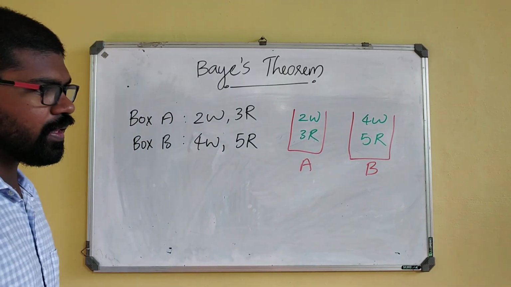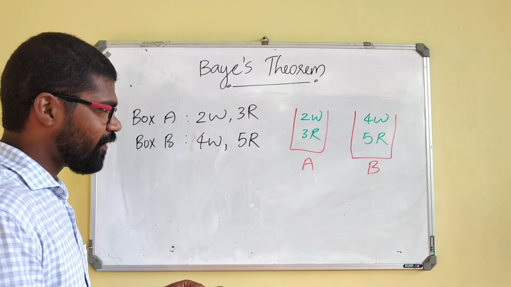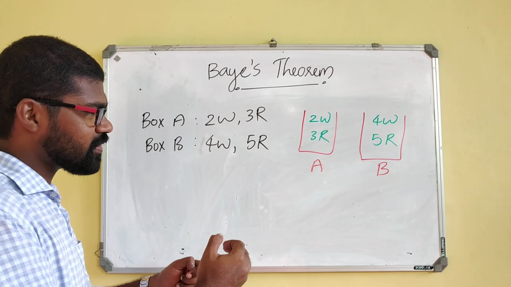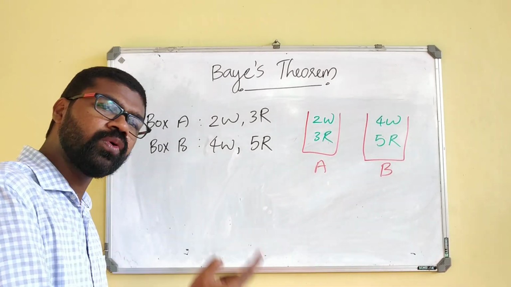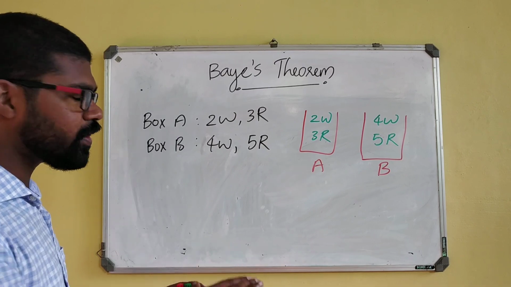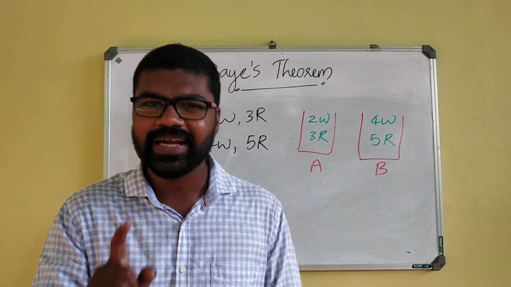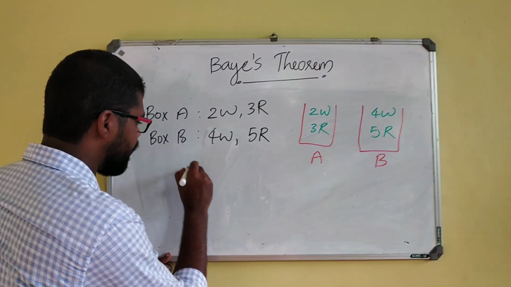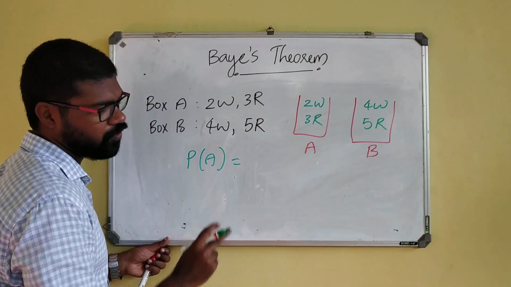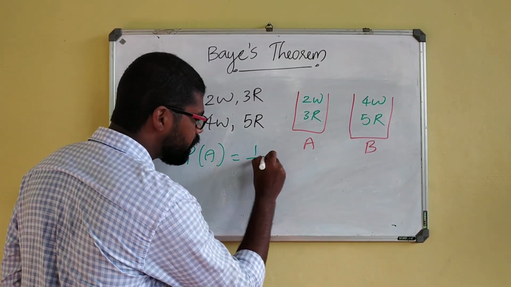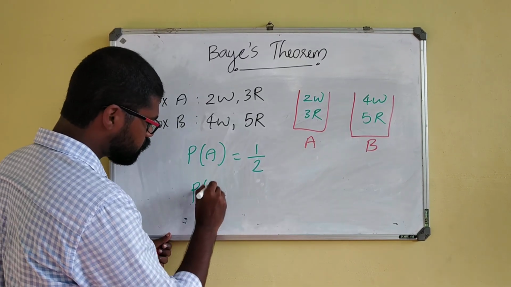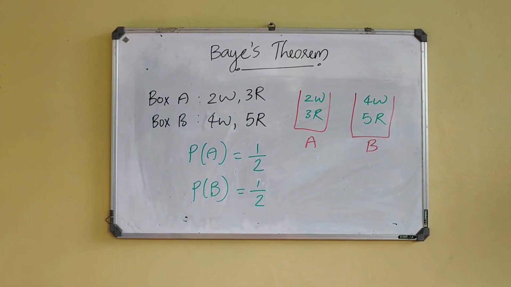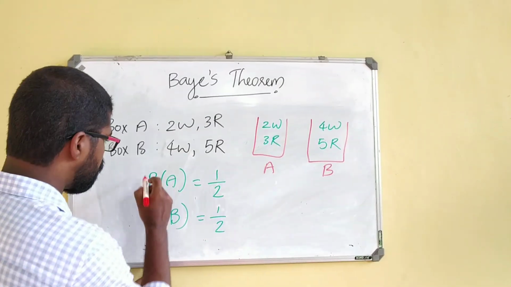Let's see the question once again. We have randomly chosen one red ball, and the question is, what is the probability that it was from the second box? Before that, we have to see the normal probability and conditional probability before finding the Bayes theorem. What is the probability of choosing box A? We have only two boxes, so the probability of A will be 1 by 2. And the probability of choosing B also will be 1 by 2. This is our normal probability.